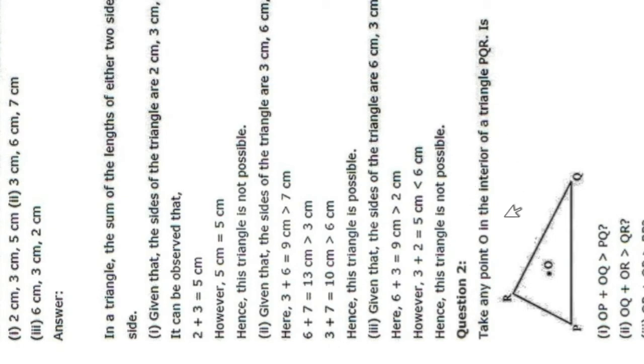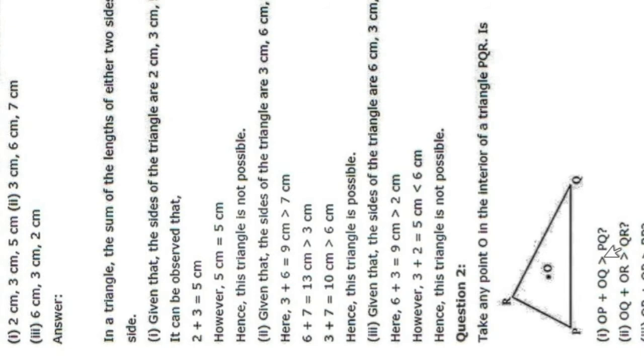Now question number 2: take any point O in the interior of triangle PQR. So we have taken point O in the interior of triangle PQR. Is OP plus OQ greater than PQ, OQ plus OR greater than QR, and OR plus OP greater than RP? If we join OR, OP and OQ, then we get three triangles: triangle POR, triangle ROQ and triangle POQ.